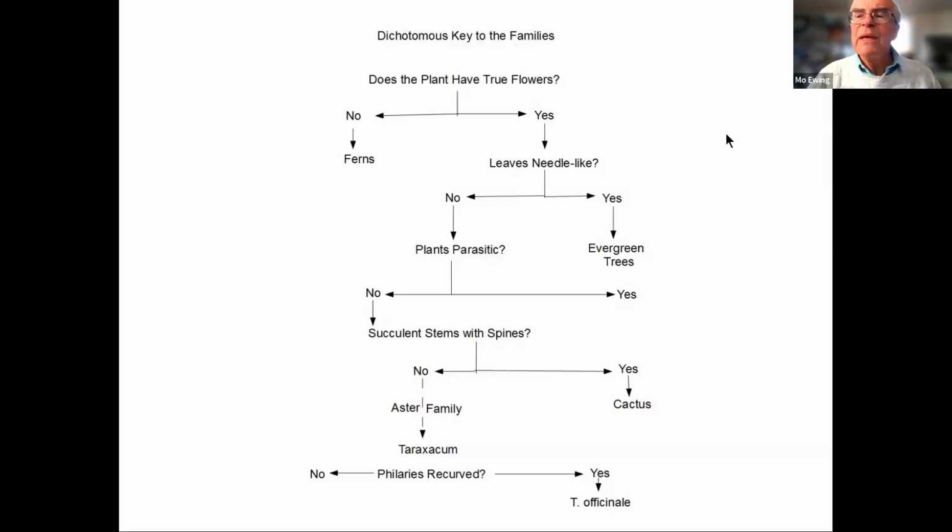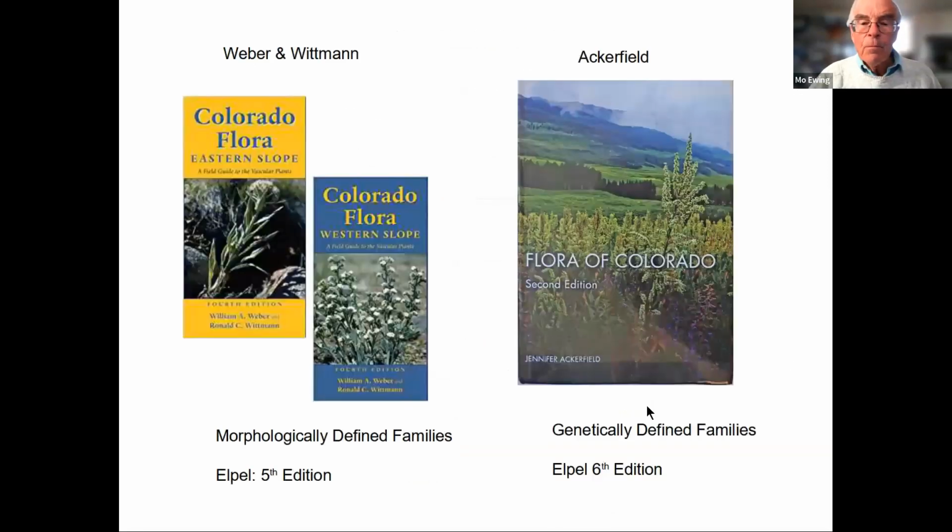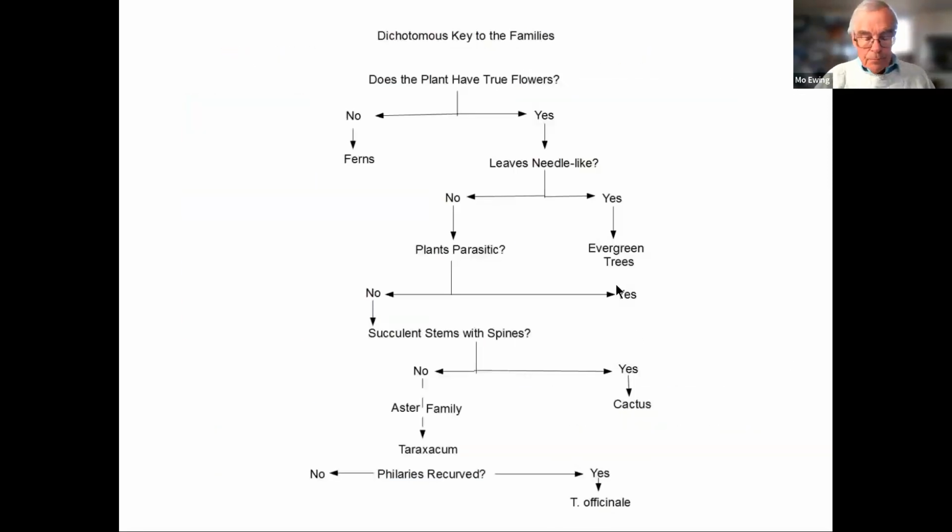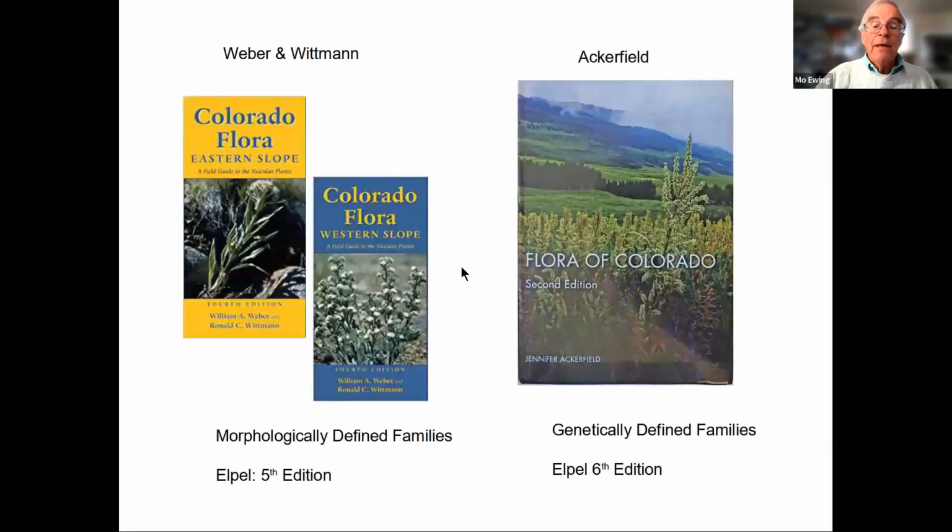I don't seem to be getting my whole screen here. Okay. So anyway, that's the way a dichotomous key works. And in Colorado, there are two main dichotomous keys that cover the whole flora of Colorado.